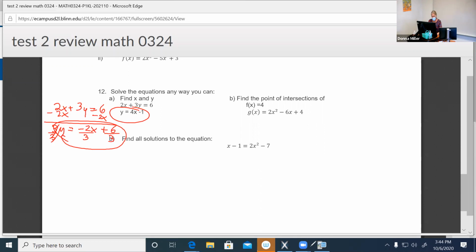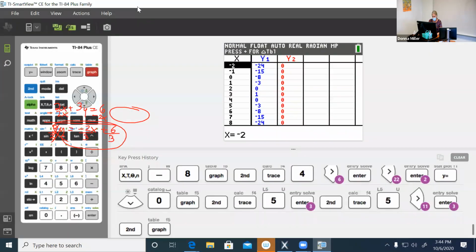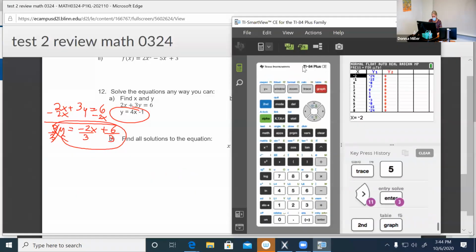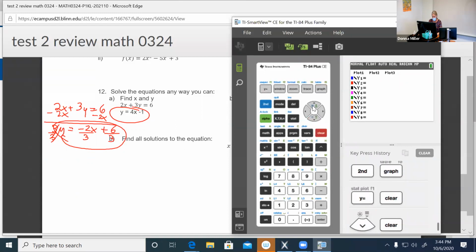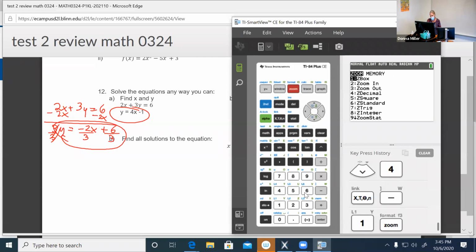On the calculator, here I'm going to type them both into y equals. Clear out what I got. Negative 2/3 x plus 6 over 3. You can just leave it like that if you want, or you can make it a 2. The other one is 4x minus 1. Remember, zoom 6. I'm going to zoom 6 to put it in a regular window.